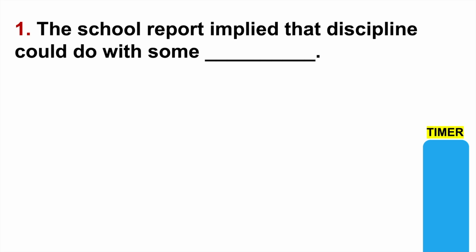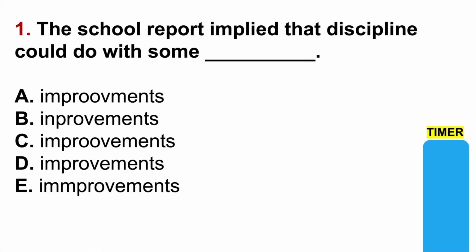There is a timer on the right hand side and you have a short number of seconds to answer each question. The school report implied that discipline could do with some improvements. Which of the answer options from A, B, C, D or E is spelt correctly? Please put your answer in the comment section below the video for marking. Here is the timer.